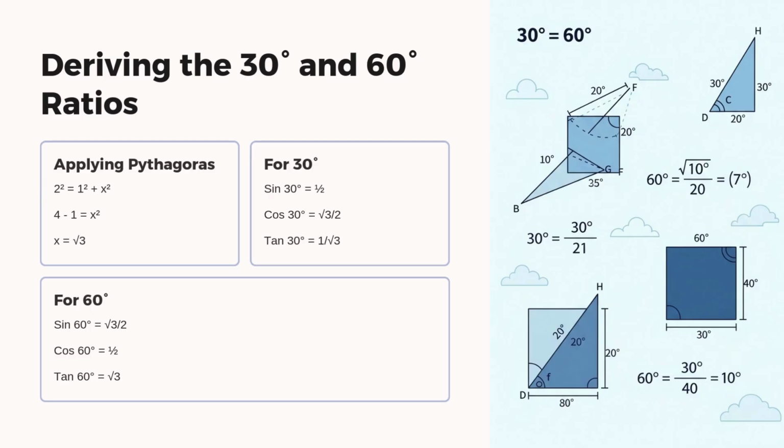For 60 degrees, sine of 60 degrees equals square root of 3 divided by 2. This is obtained as the ratio of the side opposite to 60 degrees over the hypotenuse. Cosine of 60 degrees equals 1 divided by 2. This is derived as the ratio of the side adjacent to 60 degrees over the hypotenuse. Tangent of 60 degrees equals square root of 3. This results from the ratio of the side opposite to 60 degrees over the side adjacent to 60 degrees.